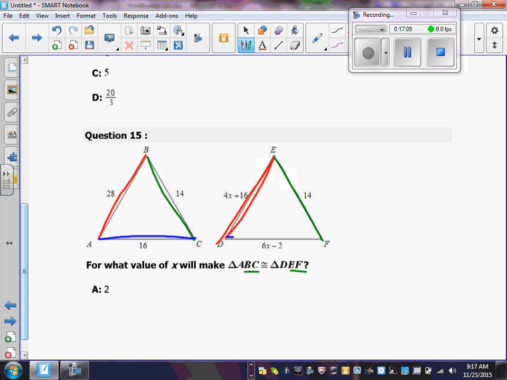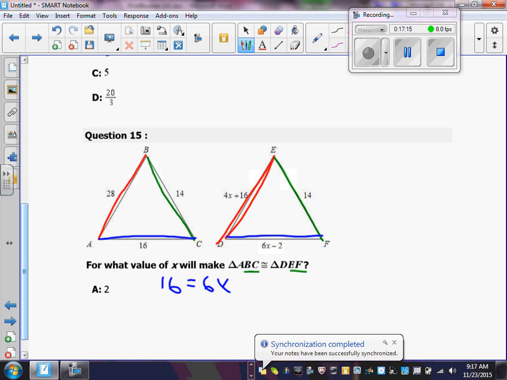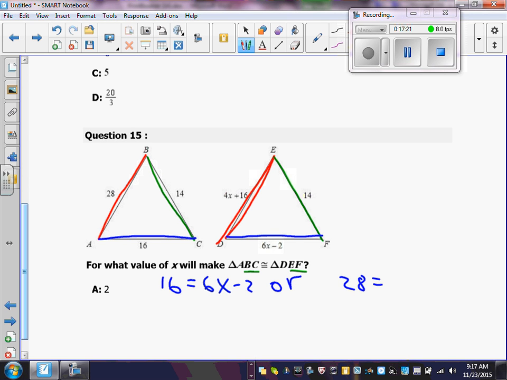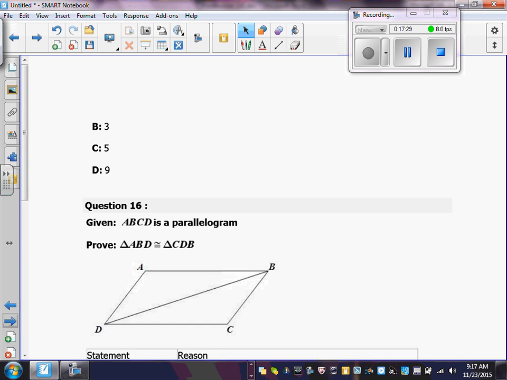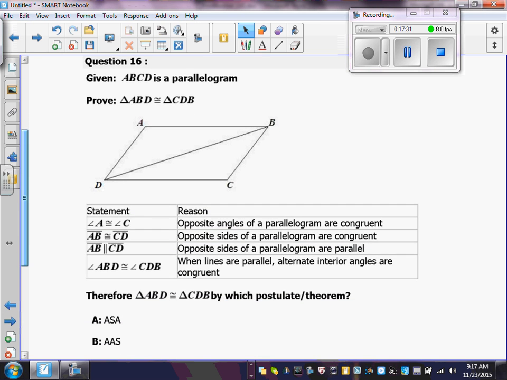Then AC is congruent to DF. So whichever two you want, you can say 16 equals 6x minus 2, or you can say 28 equals 4x plus 16. Whichever way you do it, the x would be the same in both cases. All right, this is similar to what we did, I think, at the beginning, but the information they gave you is a little bit different.